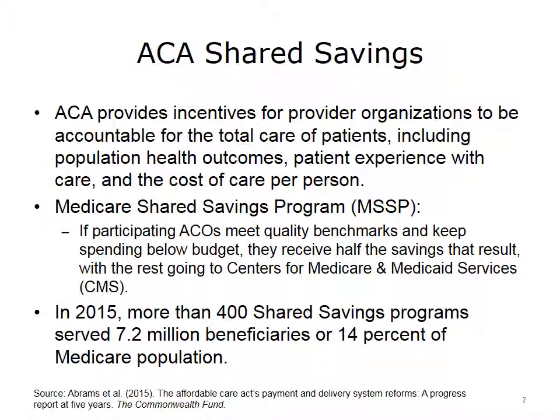In particular, the Medicare Shared Savings Program, referred to sometimes as MSSP, requires participating ACOs to meet quality benchmarks and keep spending below a particular budget or target. If they do that, the MSSP ACOs receive half of the savings that would result, with the rest going to the Centers for Medicare and Medicaid Services, or CMS. In 2015, there were more than 400 MSSP shared savings programs serving 7.2 million beneficiaries across the U.S., or 14% of the Medicare population.